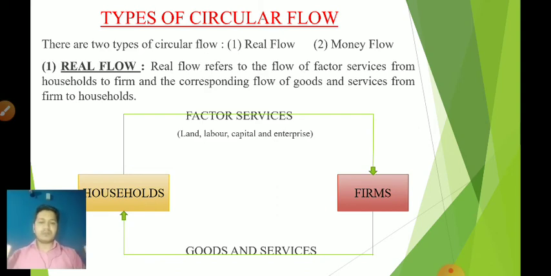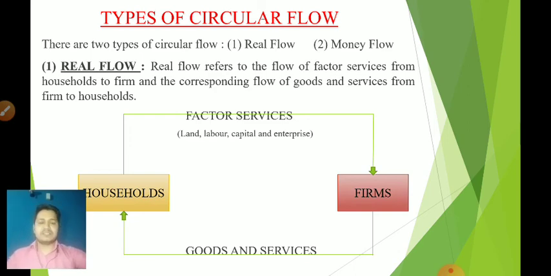Okay, dear student, always keep in mind, in a two-sector economy, we have household and the firm. In a three-sector economy, we have household, firm and the government. And in a four-sector economy, we have household, firm, government and the rest of the world. But in this particular case, we are talking about only a two-sector economy. That's why we have household and firm. From household, we are supplying our factor services like land, labor, capital and entrepreneur. And from firm, by using all these factor services, we are supplying goods and services to the household. This is our real flow of goods and services.